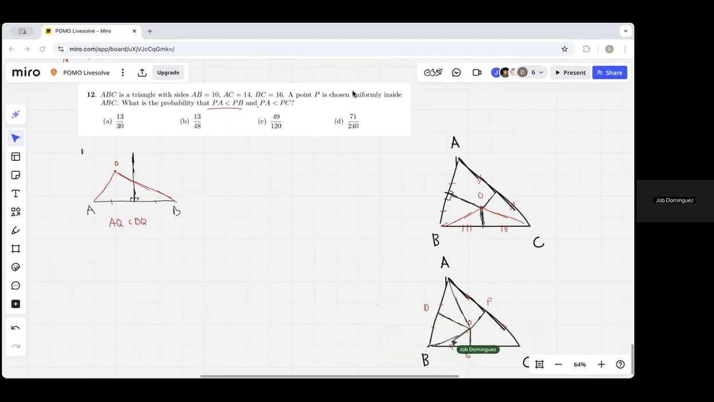It's clear to see that point P must be on these areas, right? Why is that? Well, let's say a point P is not there, and let's say it's over here, right? Let's say point P over here. The thing is, this will make PA longer than PB because of our definition here.